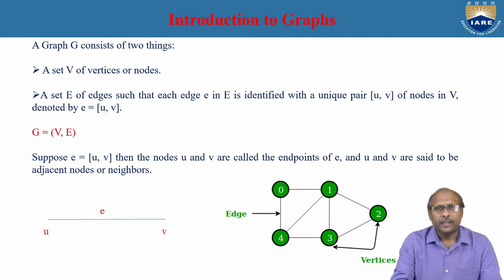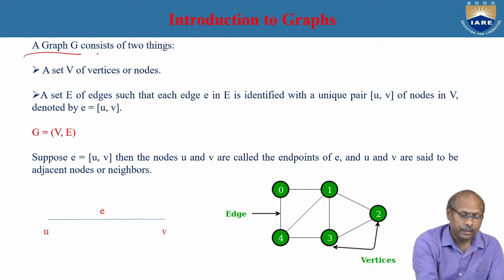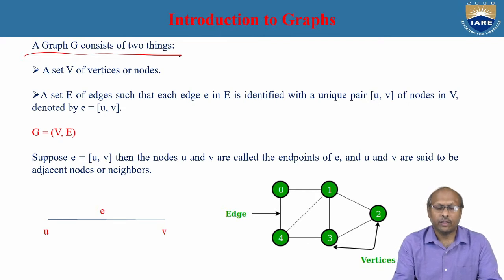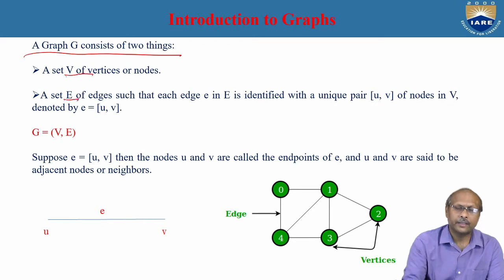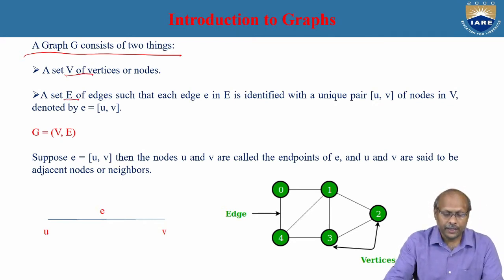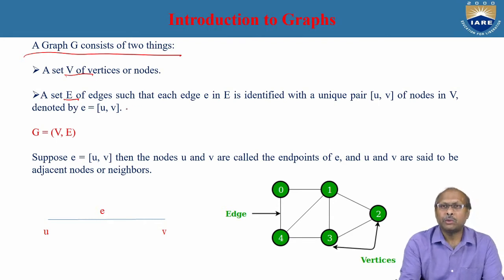A graph can be represented in various ways. It has a set of vertices and a set of edges. So from the definition you see, a graph G consists of two things: one is a number of vertices, second is a number of edges. So whenever you want to represent a graph, you should have two things: vertices and edges. You can write V is the set of nodes and E is the set of edges. Edge means the connection between two vertices.